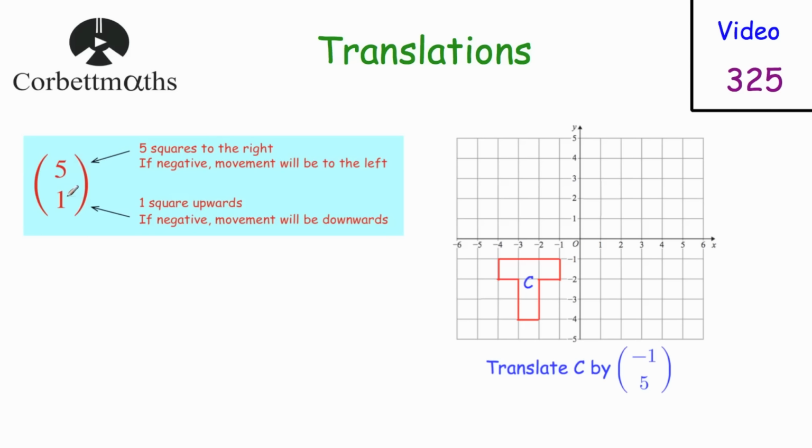The number beneath that will tell you how to move the shape vertically. So if it's positive, here it's a 1, so that's going to mean move the shape 1 square upwards. If it's a 4, you move it 4 squares upwards, and if it's negative you move it downwards. So if it's -3, you'd move it 3 squares downwards.